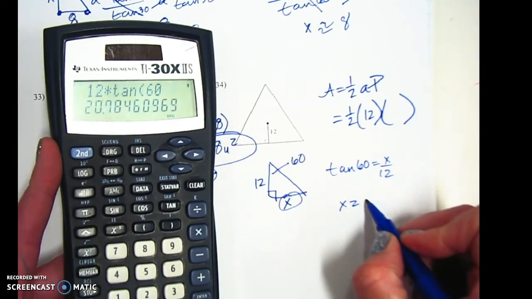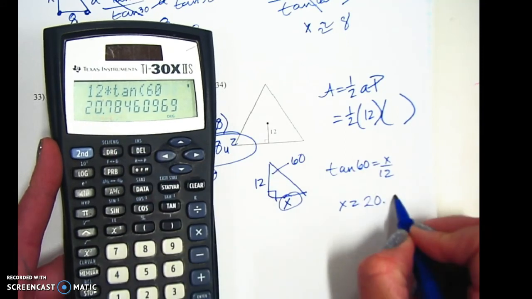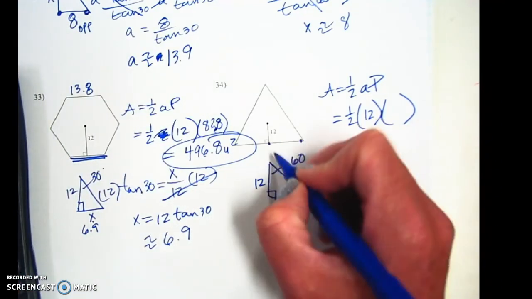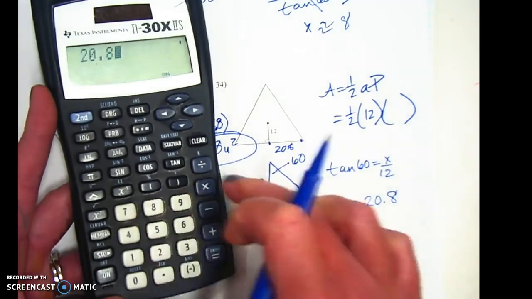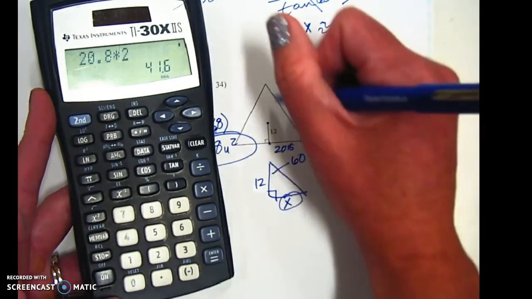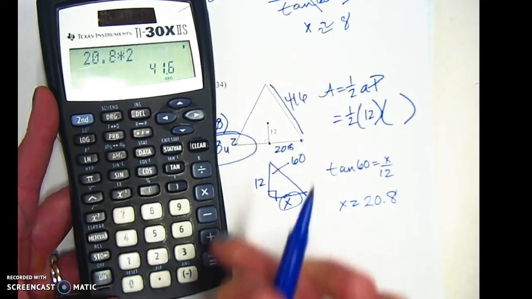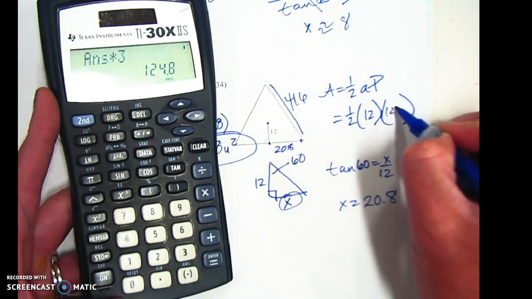And that's going to give us roughly 20.7, but there's an 8 next to it, so I'm going to round it up to 20.8. That means from here to here is 20.8. So I'm going to double that, 20.8 times 2. That means one of the sides is 41.6. And there are 3 of them, so I'm going to multiply it by 3 to get the perimeter, which is 124.8.